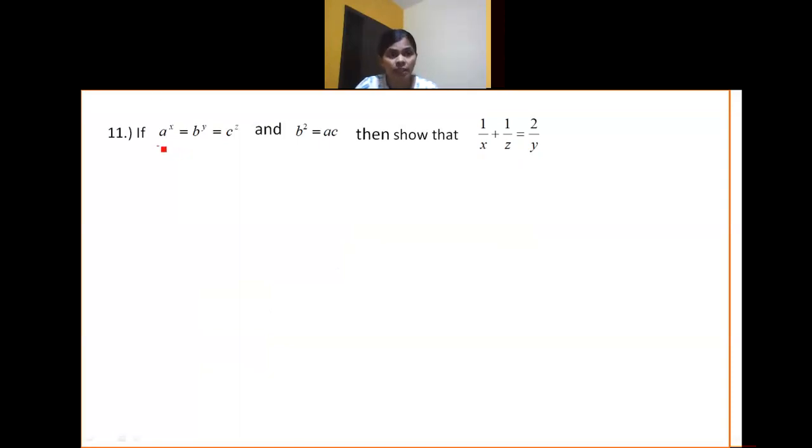Now we have two given conditions. The first given condition is a to the power x is equal to b to the power y is equal to c to the power z. They have given that these three terms are equal. Since these three terms are equal, let me take them equal to some constant k, where k is some constant.